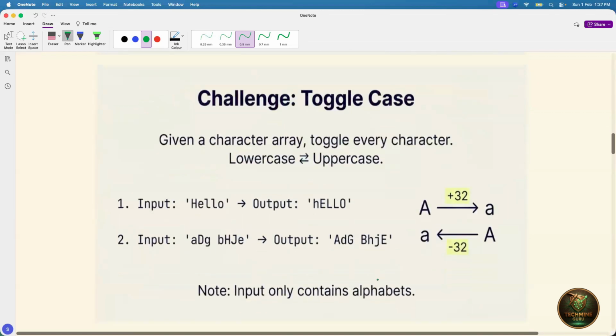Now let's see our first challenge, which is toggling the case. Suppose you are given a character array and you have to toggle every character from lowercase to uppercase and vice versa. If the input is Hello, in which H is capital and the rest are lowercase, then uppercase H converts into lowercase h, and all the lowercase ELLO convert into uppercase ELLO. Similarly, for this input as well, all the uppercase have been converted to lowercase and all the lowercase to uppercase. In this question, the input only contains alphabets.